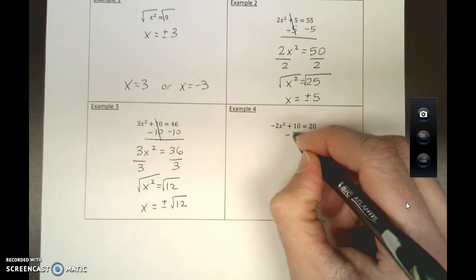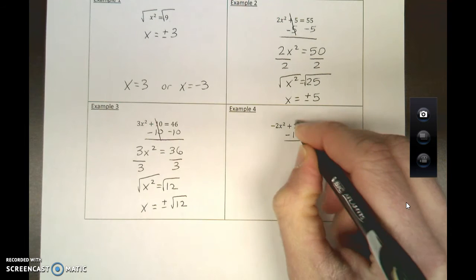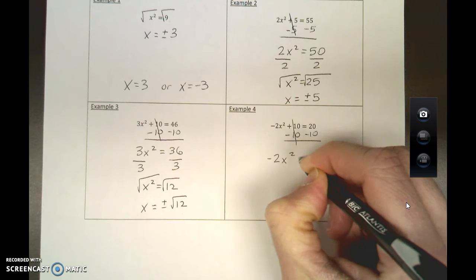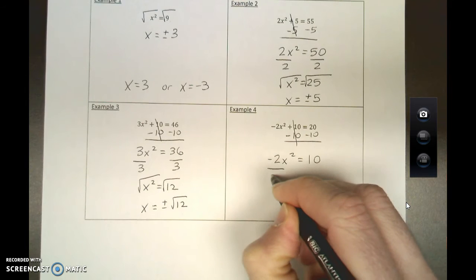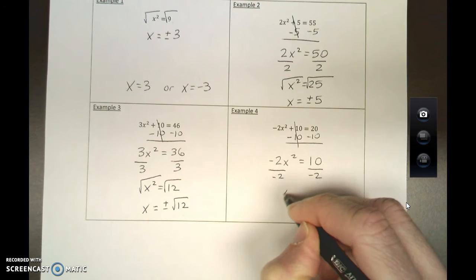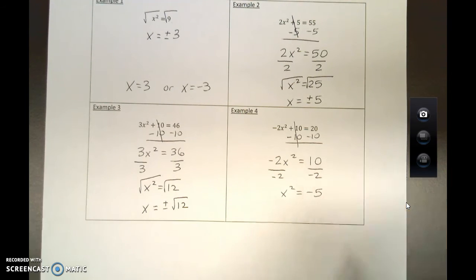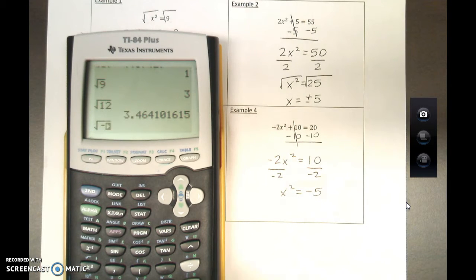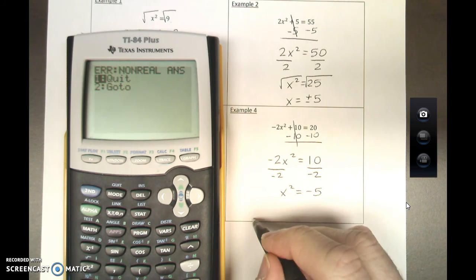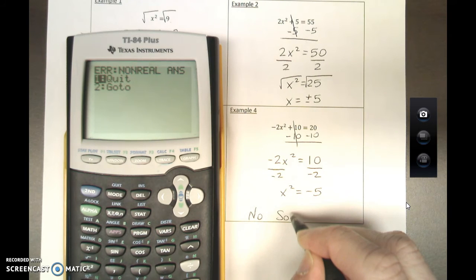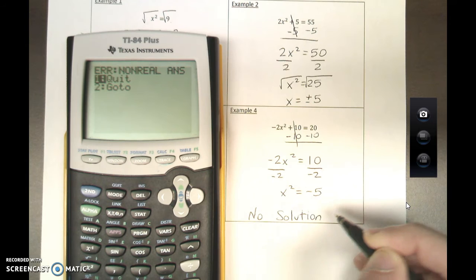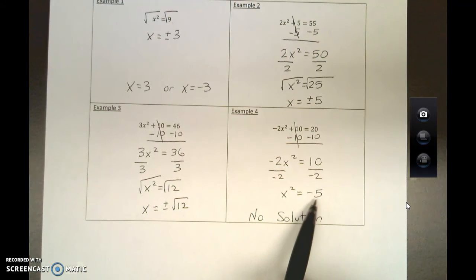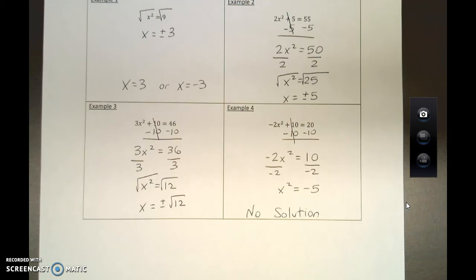And then our last example here, same idea, we're going to try to get this x squared by itself. So I've got x squared equals negative 5. Here's a problem in this one. When you try to square root a negative number on your calculator, you can't do it. It says there's an error. It's a non-real answer. So for this one, we have no solution, because no number times itself is going to give you a negative answer. So we can't have a negative be square rooted. And that's the reason for no solution for that one.